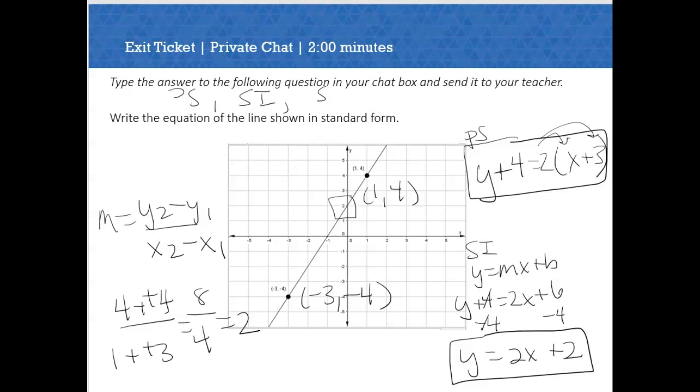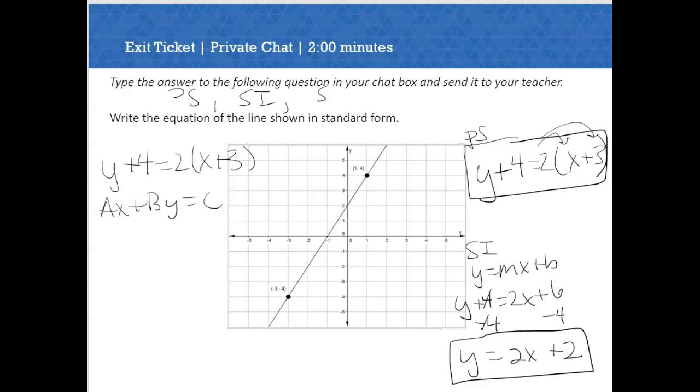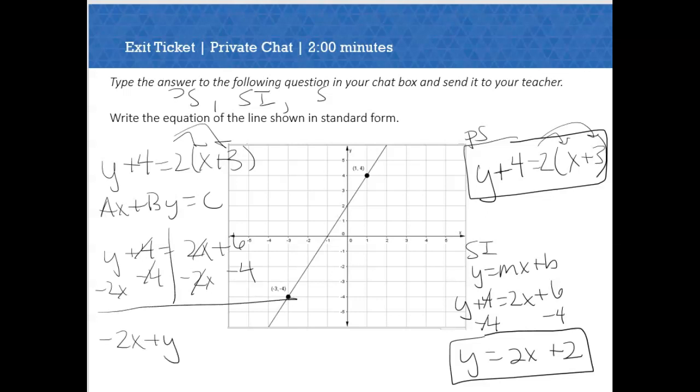I'm going to give us some space. So let's start with that y plus 4 again. Standard form is ax plus by equals c. So we need all the x's and y's on one side and numbers on the other. So we still have to distribute. So 2x plus 6. We're going to move the 4, move the 2x. So these 4's cancel, these 2x's cancel. Negative 2x plus y equals 2.